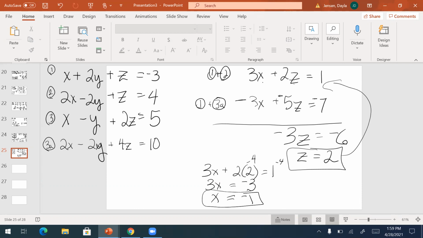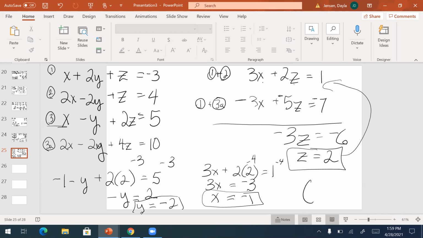So now I know what z is and I know what x is. I can go back to any one of those equations. I'm just going to go back to equation number 3. This one. Negative 1 minus y plus 2 times 2 equals 5. And this is 4 minus 1, so 3. So I'm going to subtract 3 from both sides. And so I get negative y equals 2. So y must be negative 2.